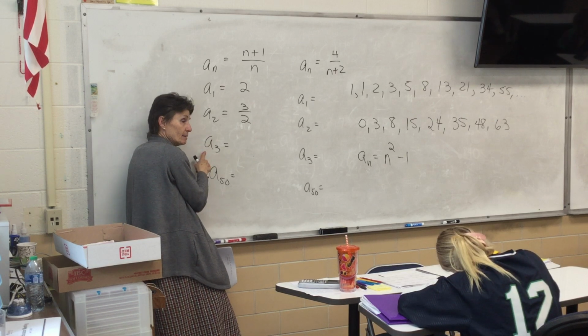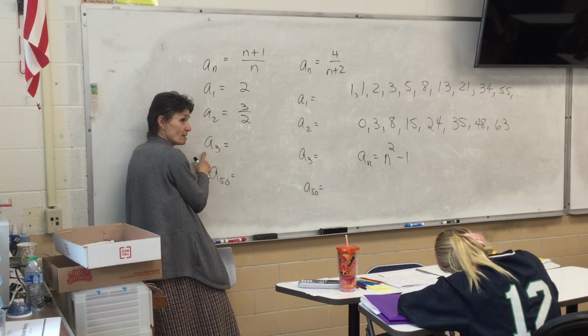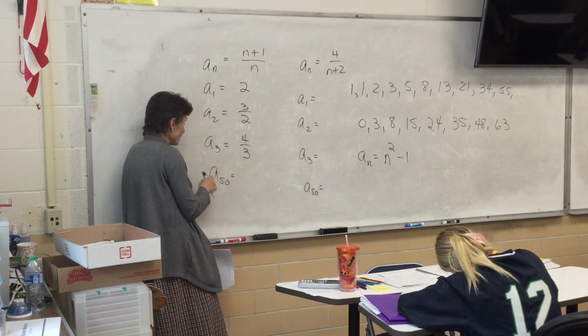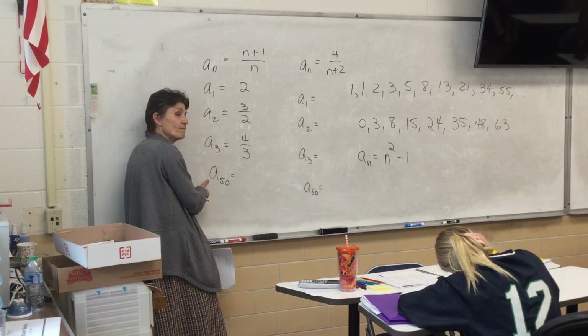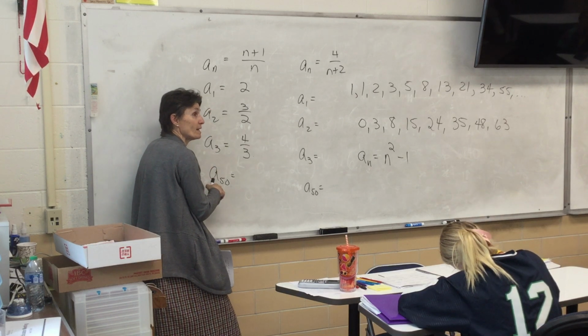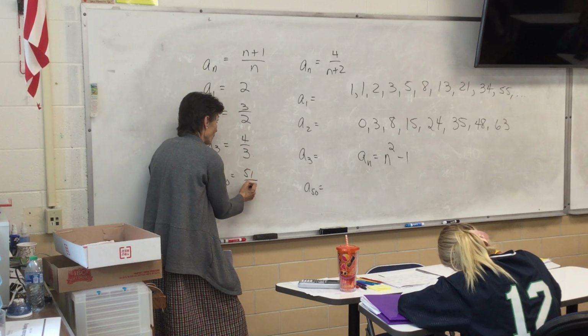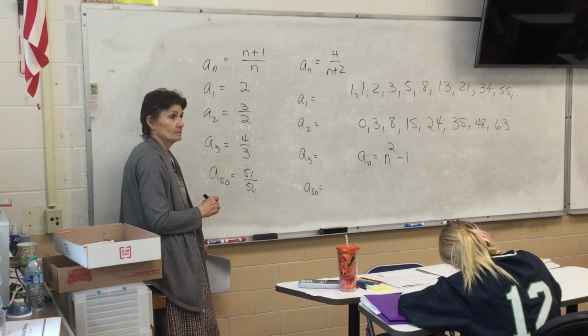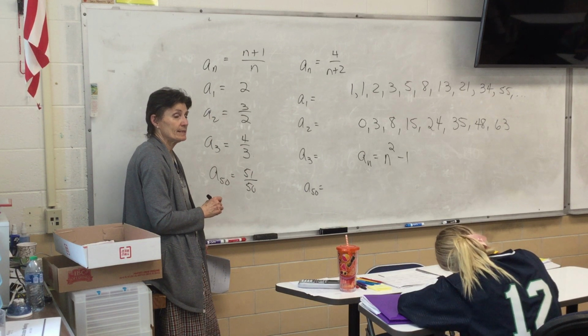And then I'll plug in 3. Get 4 thirds. And then they skip a bunch and we go to the 50th term. Well, I do the same thing. The 50th term will be 51 over 50. Easy.